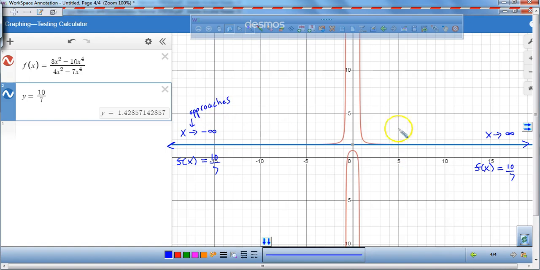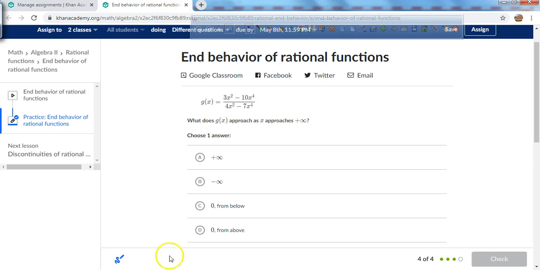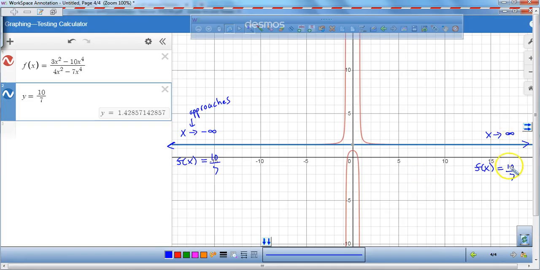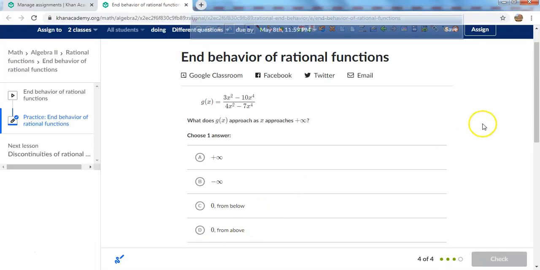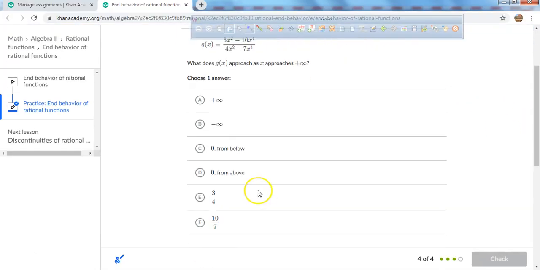Now, another way of saying approaches from the left and from the right is a negative and a positive. We'll get to those examples in a little bit. So right now, in this particular problem, what's happening when g of x, this was g of x instead of f of x, sorry, as x approaches positive infinity? Well, it's approaching 10 over 7. So I will go ahead and just type in 10 over 7.